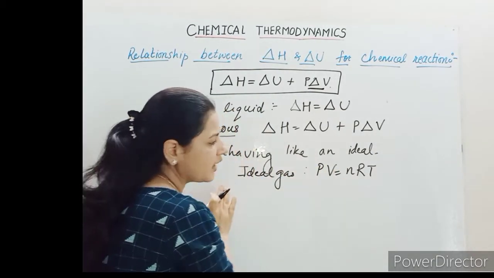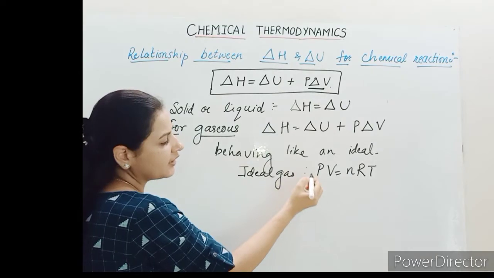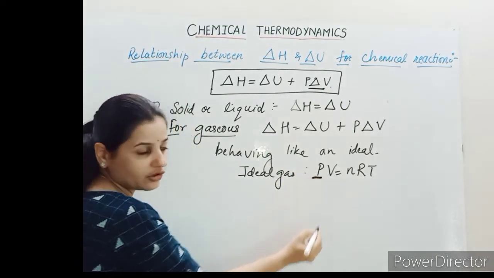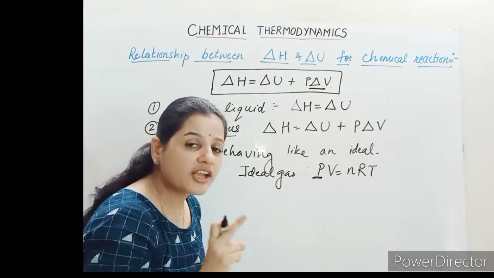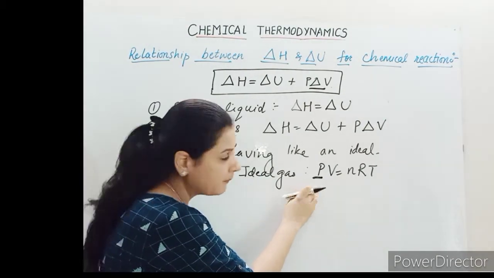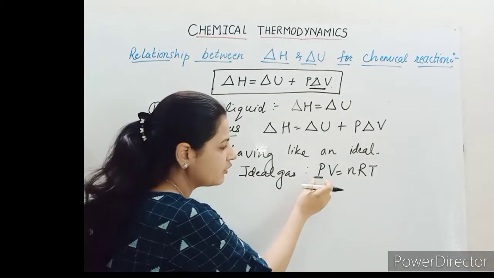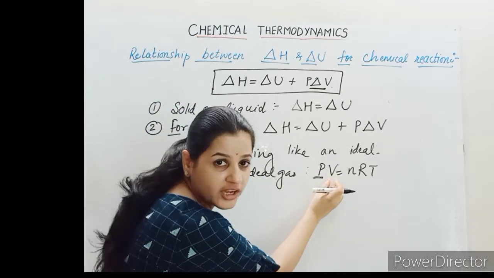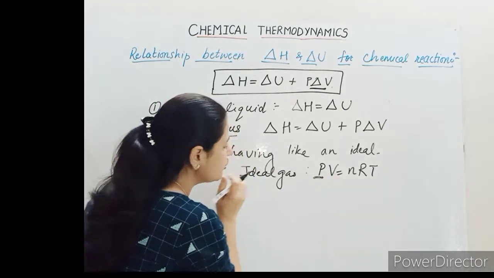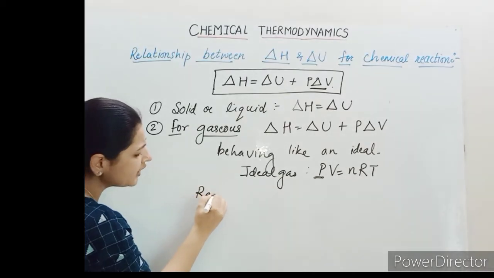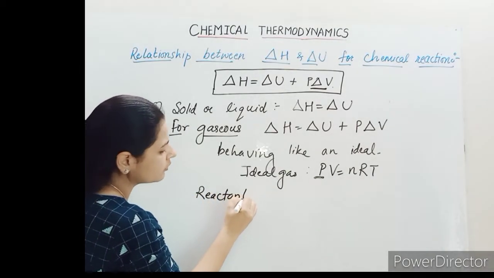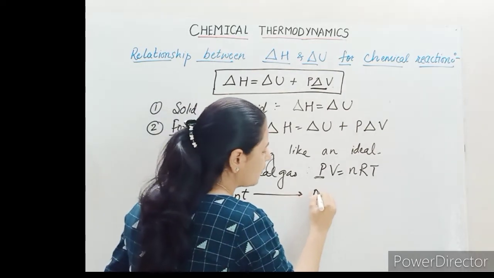If the system is behaving ideally and we have taken the system at constant pressure, because we are talking about enthalpy, and enthalpy is nothing but the change in the heat content at constant pressure. So let us keep this pressure constant, but there is a change in the volume. Yes, initial state and final state. So suppose the system goes from reactant to the product side, okay?